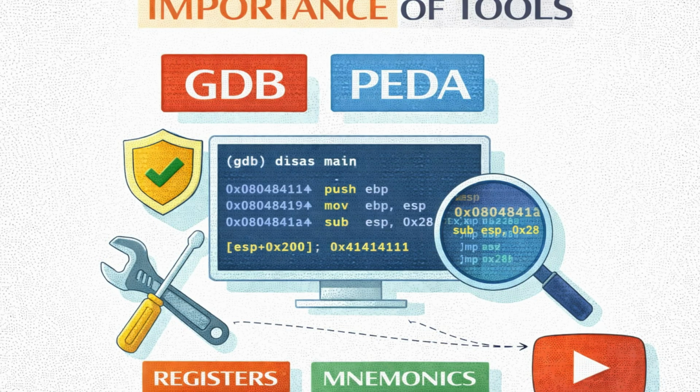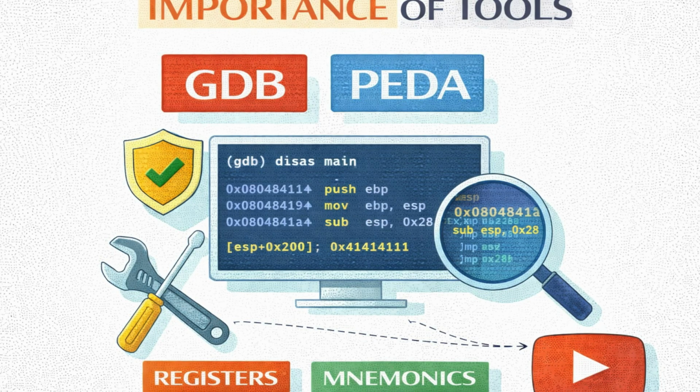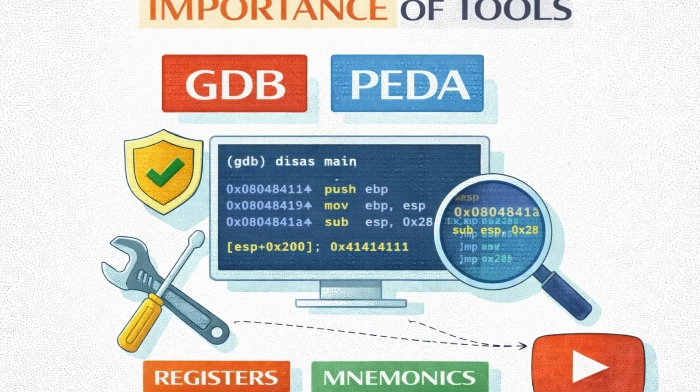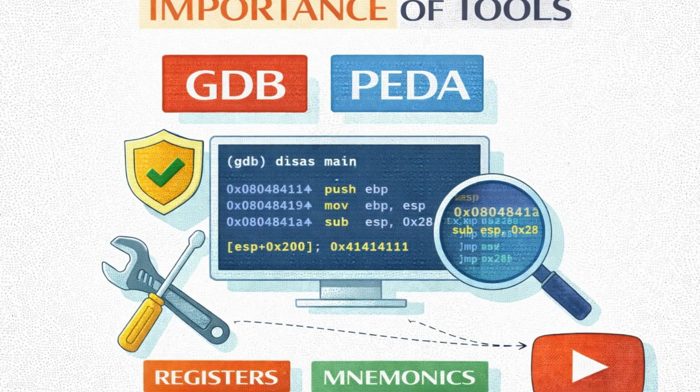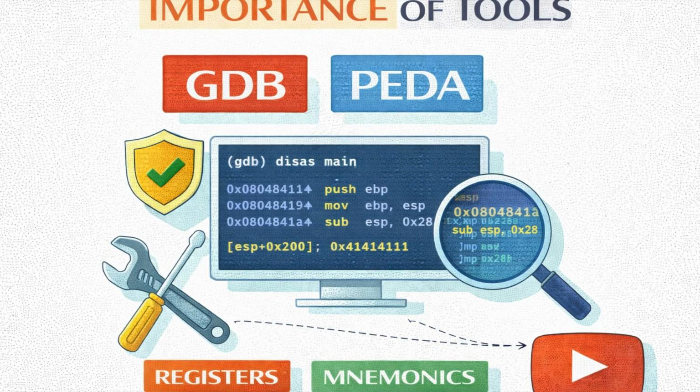Right. And PEDA is an enhancement. It's not a replacement. That's a key point. It takes the power of GDB and just focuses it for security analysis. All those commands we just learned, run, break, print, they all still work perfectly inside PEDA. The main problem PEDA solves is information overload. In vanilla GDB, when you hit a breakpoint, you just get a simple prompt. It's pretty Spartan, yeah.